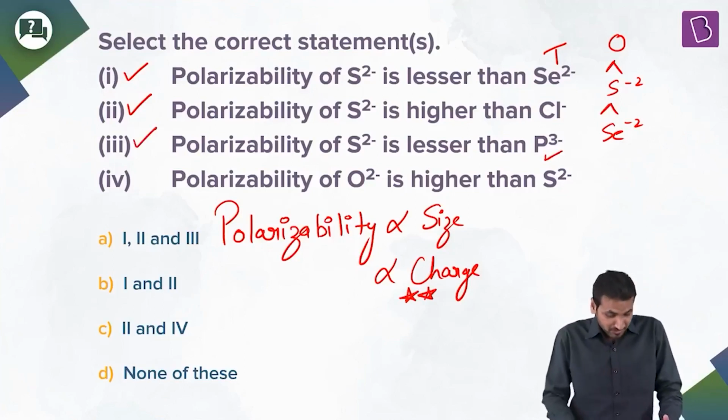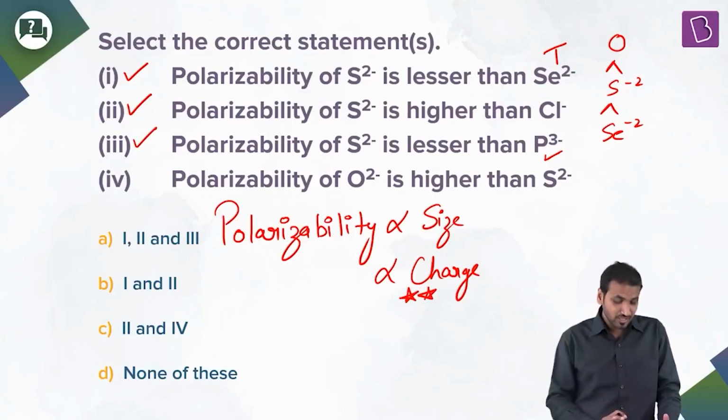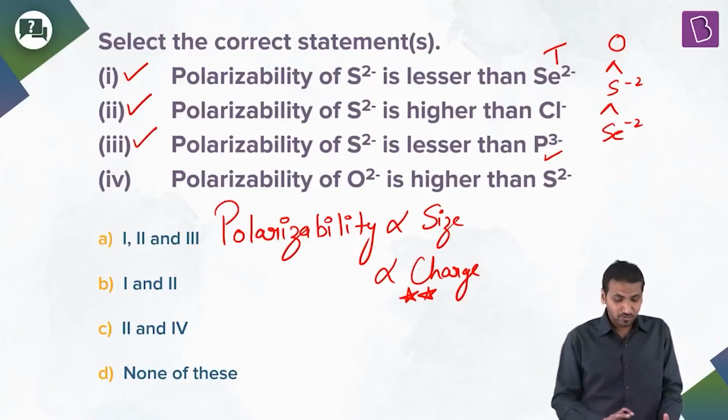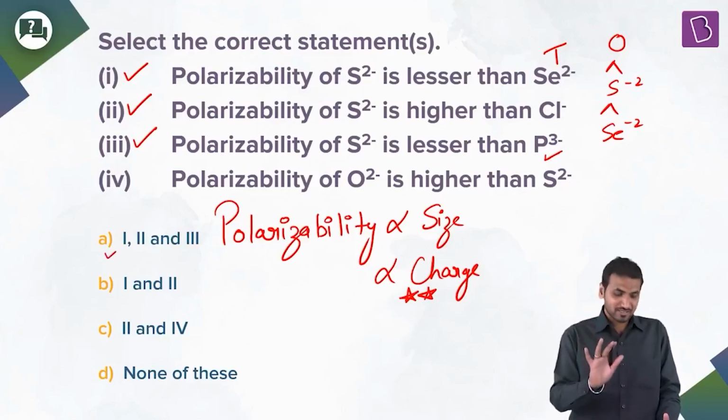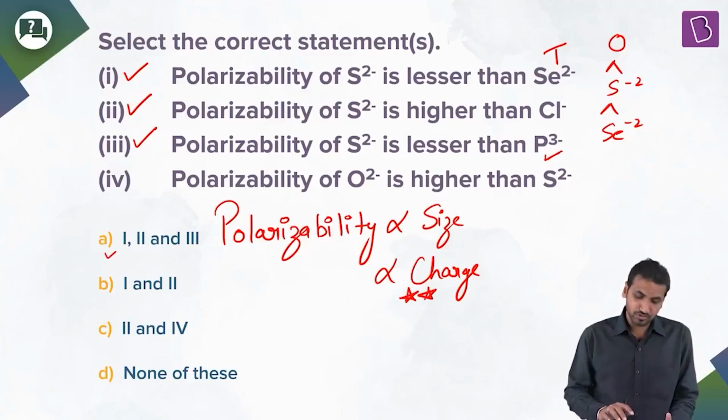Okay. The fourth one is left. If you look at the options, 1, 2, 3, 4 is not there in the options. So 1, 2, 3 correct. So option A might be the probable answer, but let's check the fourth statement also.